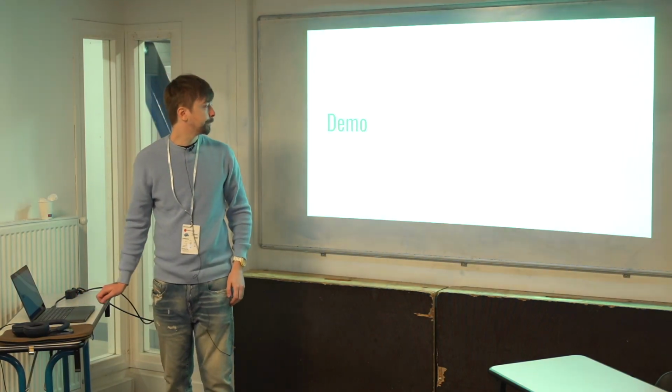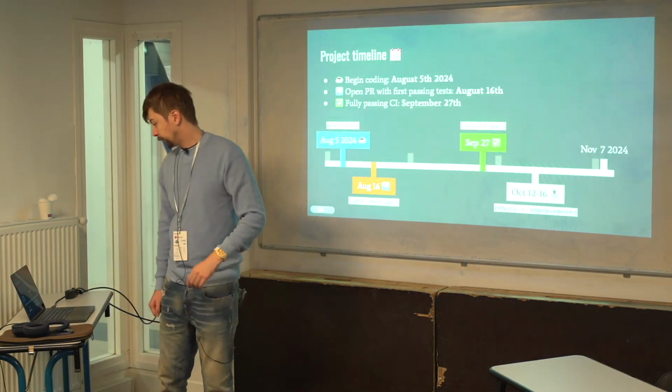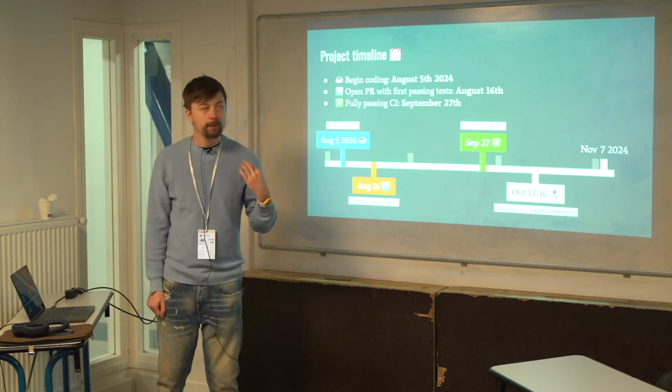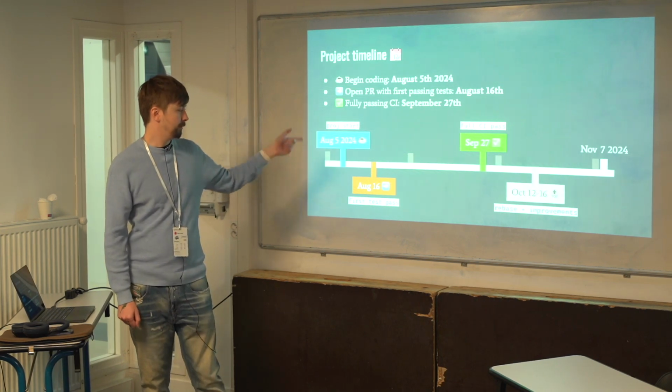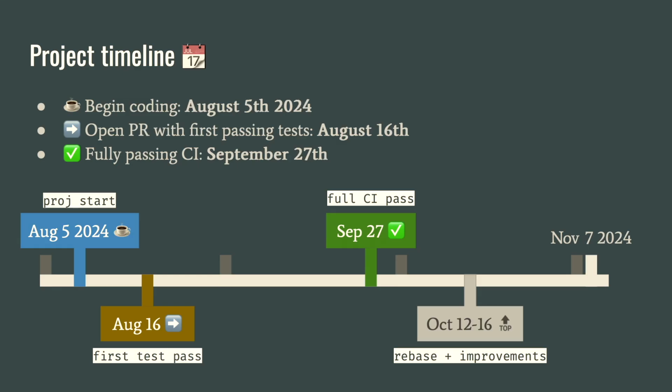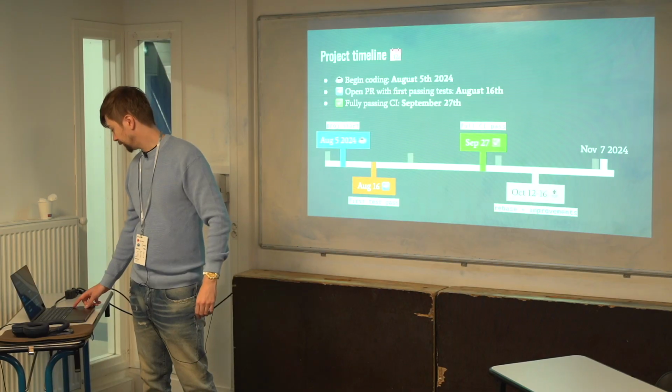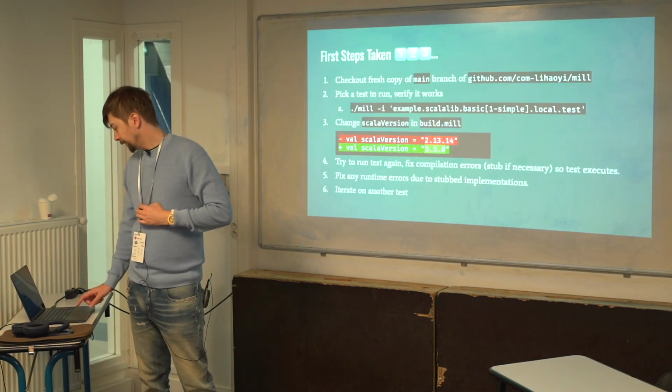That was the demo. So how did this timeline go? I started on August 5th this year, and within 2 weeks I had already passed the first integration test, and then by September 27th we had made the whole CI green. Then we had to do many rebases to catch up with the main development branch, and now we're at today, which is yesterday according to that.